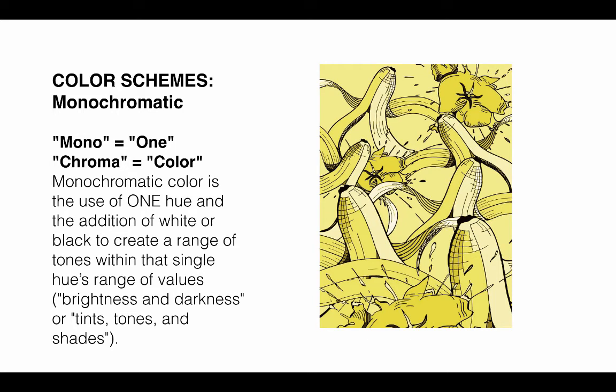Okay, so if you look at this, this is an example of a picture, this picture of bananas. This is an example of something that is monochromatic, right? And you can see how this particular image has a certain feeling as a monochromatic image.